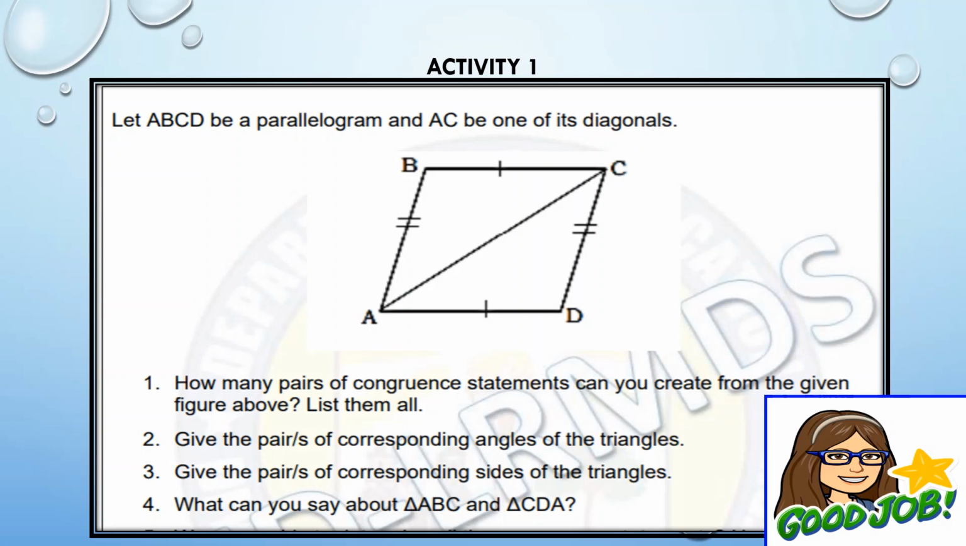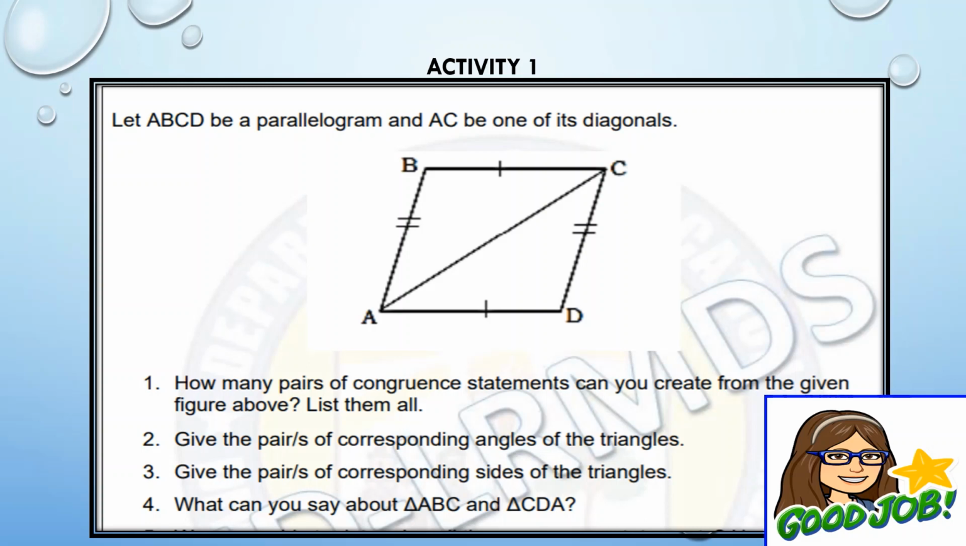Number 2. Give the pairs of corresponding angles of a triangle. We have angle B is congruent to angle D. Angle BCA is congruent to angle DAC. And angle BAC is congruent to angle DCA.